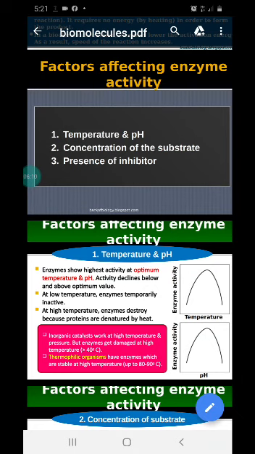So this is the graph which you have to draw for the temperature and pH activity of the enzyme, right? First it increases, then it slowly decreases, in both cases temperature and pH, because this is the optimum level. This is the optimum level. Okay, right.